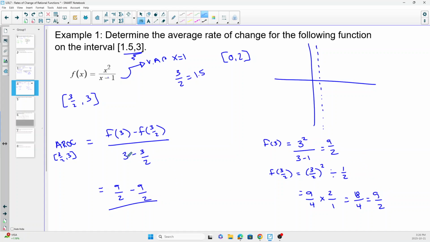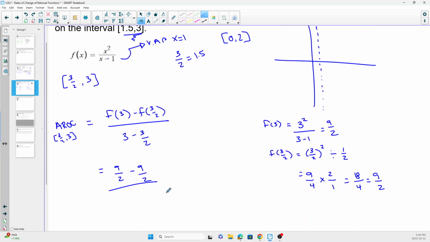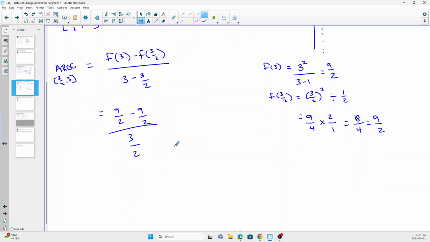Okay, so now when we do that, we get 9 over 2 divided by 9 over 2. And on the bottom we have 3 minus a half, which is, we're left with 3 over 2. But we really don't have to go any further here, because what we can see is that 9 over 2 minus 9 over 2 is just 0. So we end up with 0 divided by 3 over 2, or 1.5, and that is just 0. So I actually didn't plan this, but this is kind of neat, and we can explain why this happens.